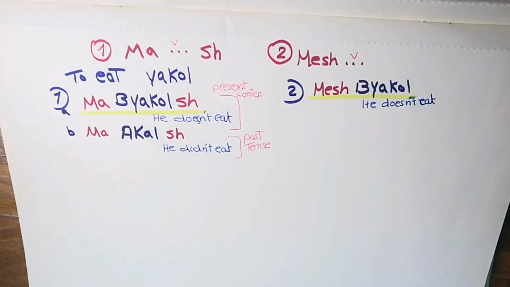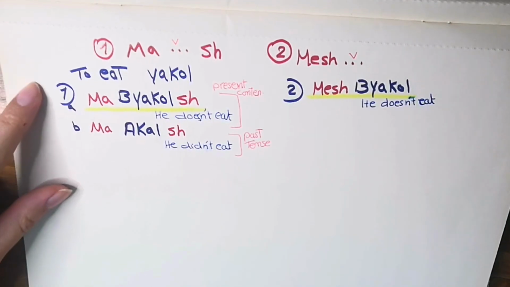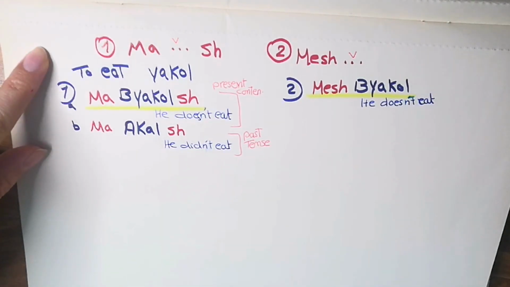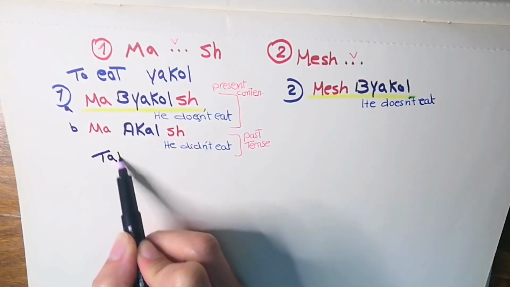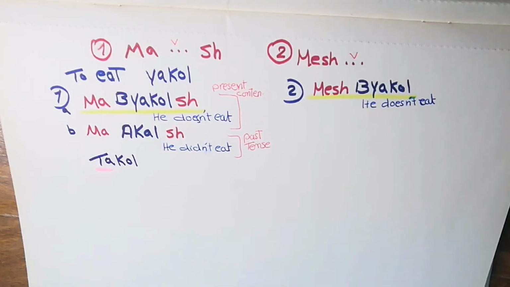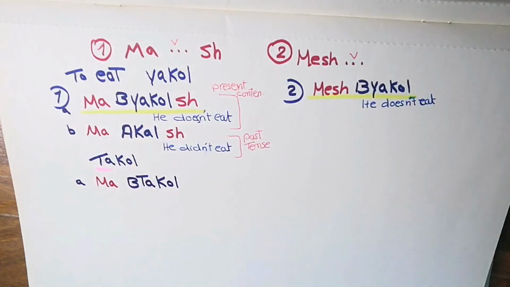Let's do a few more examples. And to do those examples, you want to maybe remember the pronouns, because the verb changes with the pronoun. Of course, you know this. So let's say we want to use this same verb to eat, but with the female version. The male version of to eat is yakul. The female version would be tekul. Notice the T sound. So in the present continuous form, it would be ما بتاكلش. She doesn't eat.